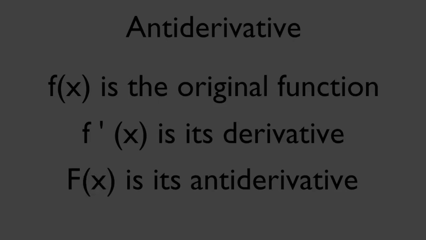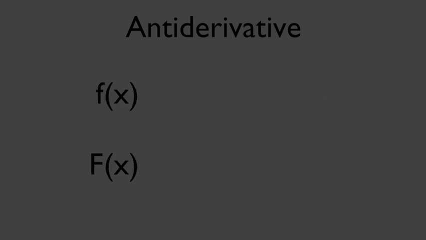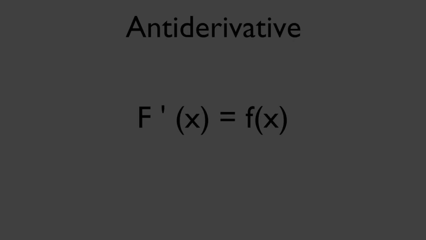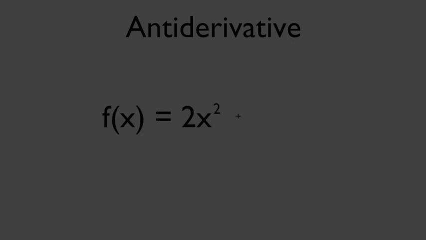Now, the relationship between the antiderivative, or capital F of x, and the original function is that if we were to take the derivative of the antiderivative, so capital F prime of x, we would equal f of x, our original function. To look at this a little closer, let's go ahead and take the following example, where f of x equals 2x squared plus 3x minus 1.